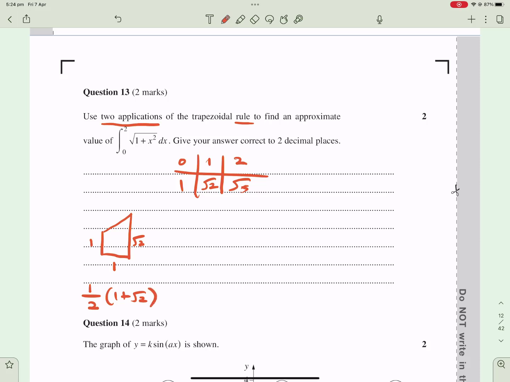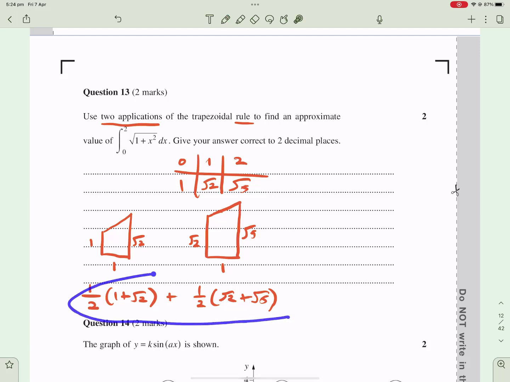Now, your second trapezium is going to have root 2 here and root 5 here, and still a width of 1. So that's going to be half times root 2 plus root 5 in this situation. So therefore my total estimated area using 2 applications of the trapezoidal rule is just going to be the addition of these 2 things here.